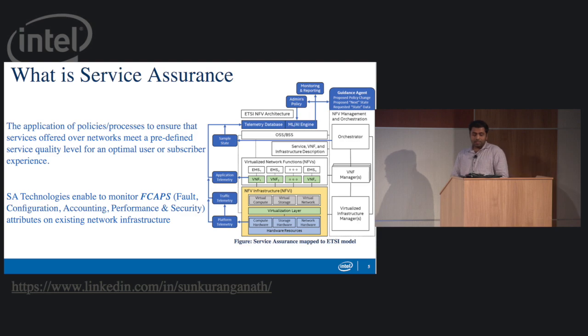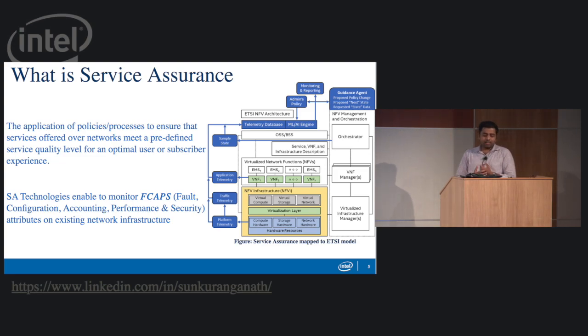Okay, so you have the NFVI layer at the bottom where you have hardware and the virtualization software, all of that available. On top of that, you have VNF manager, VNF functions running. On top of that, you have infrastructure and service, VNF management layers. On the right, you see VNF manager, VIM at the bottom managing the hardware, and then the orchestrator looking at the service side of things. And the whole overall right side being the MANO layers, right?